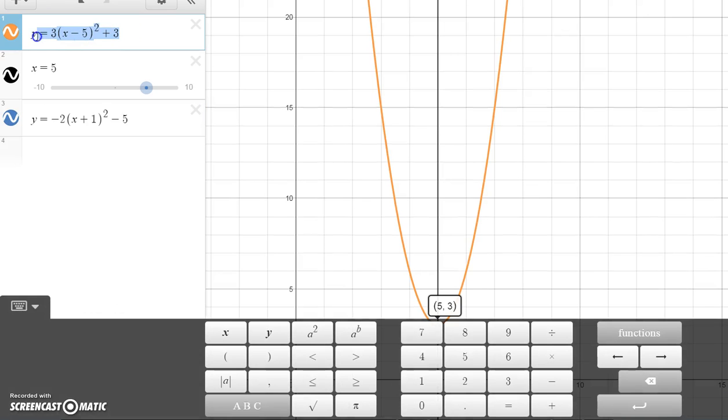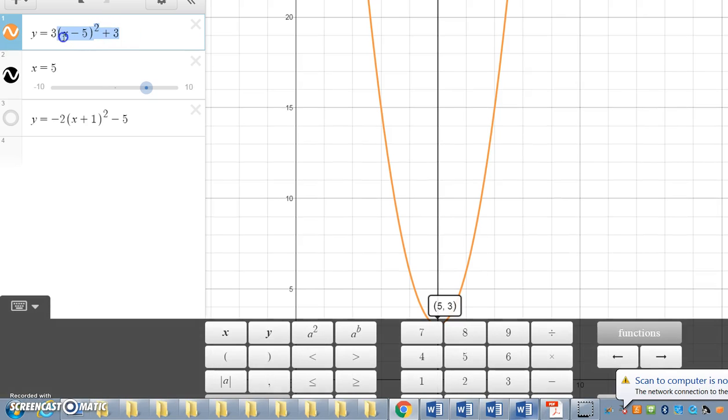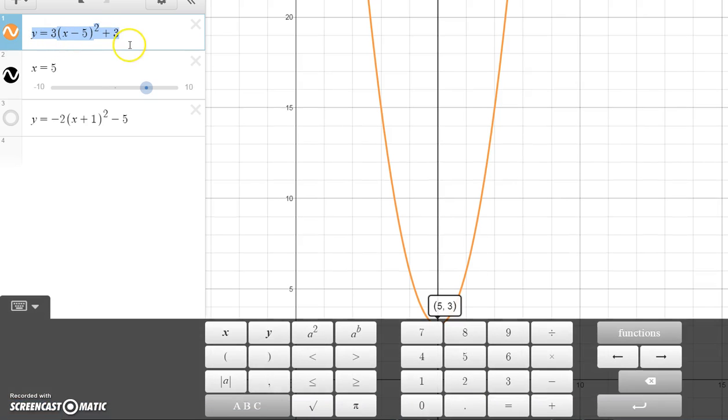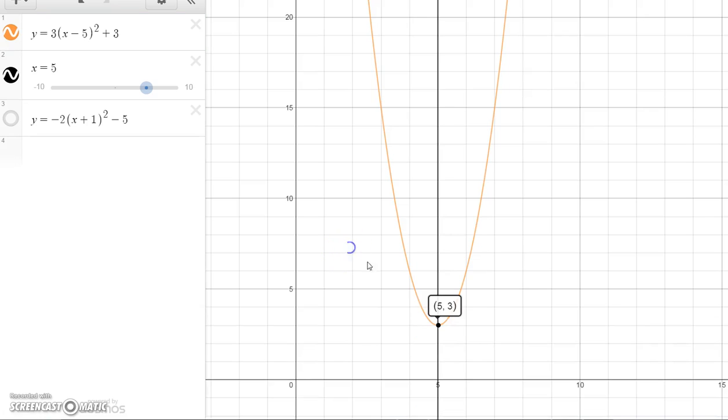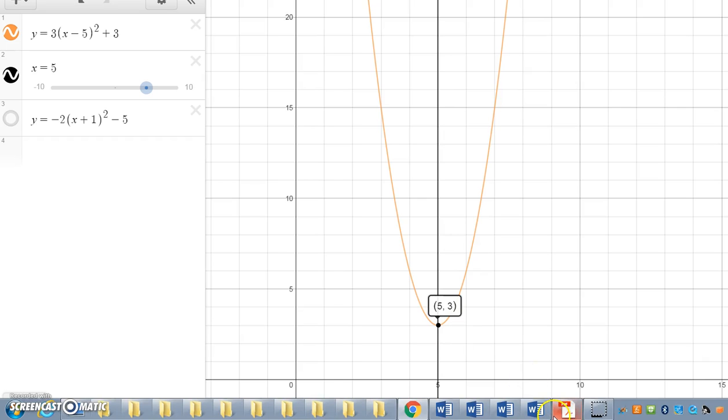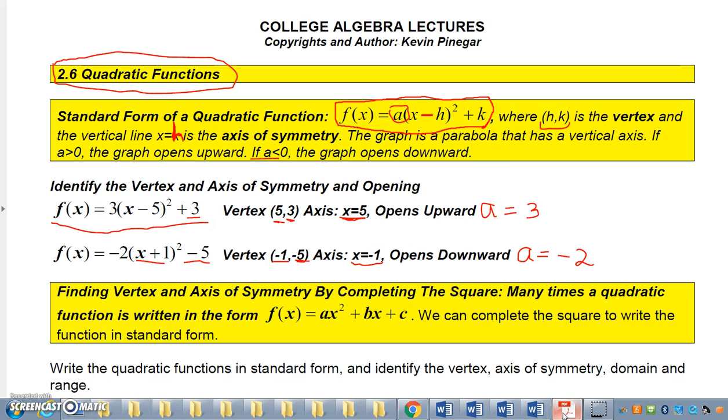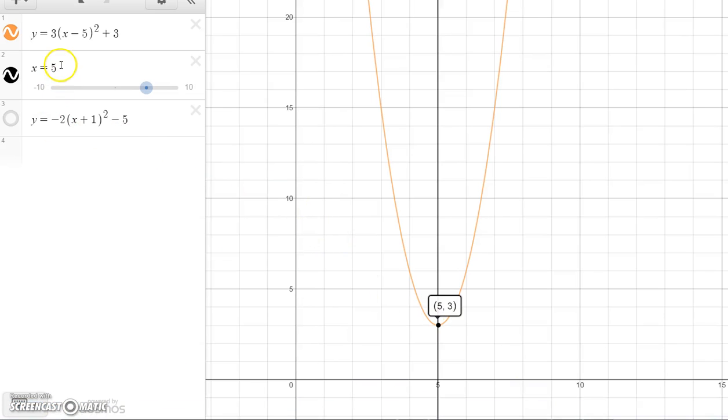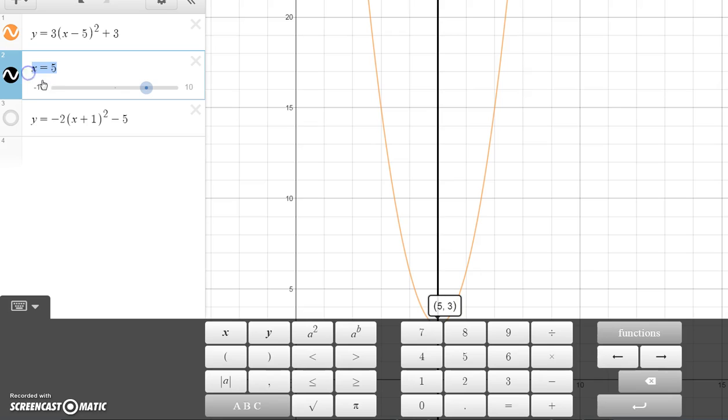So the graph of y equals 3 times (x minus 5) quantity squared plus 3 is actually this parabola here. And notice that the vertex is the point (5, 3), right? Isn't that what we said? The vertex was the point (5, 3). And the axis, I went ahead and drew the axis for you here.